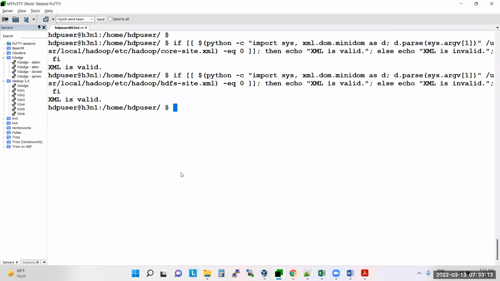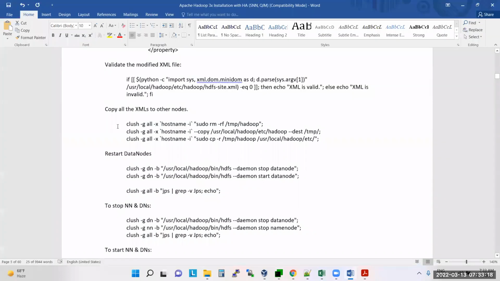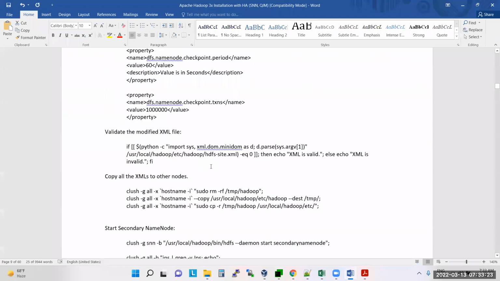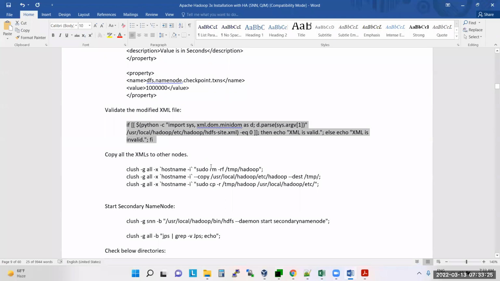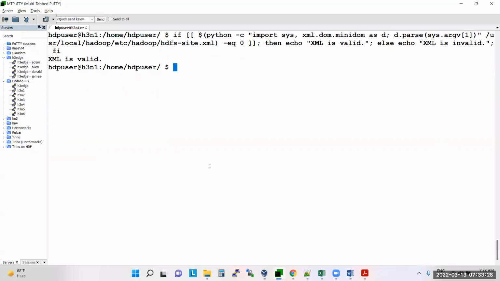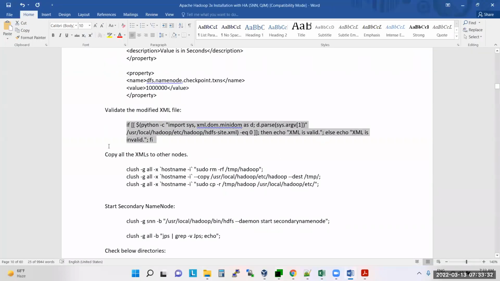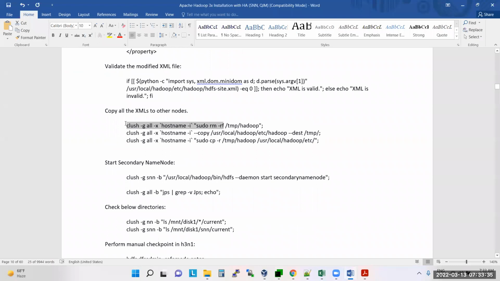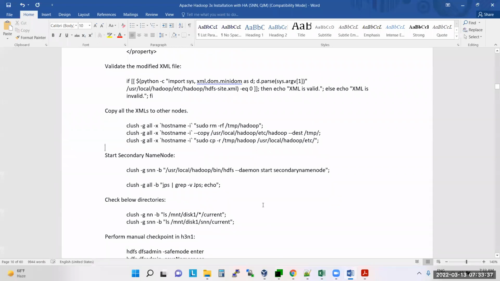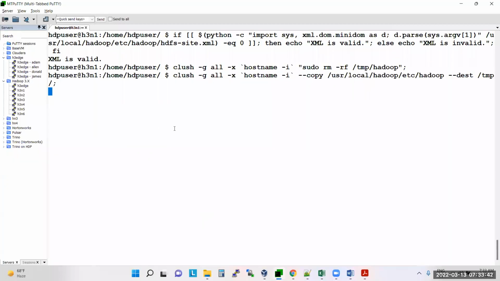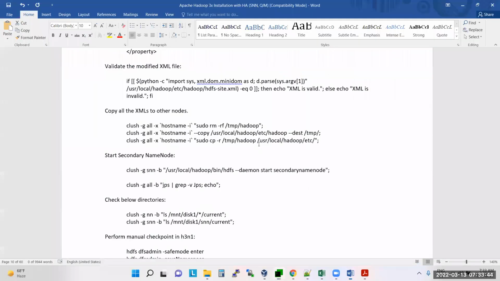Sorry guys, sorry to waste your time. After making changes, just validate the modified XML file. If it is showing valid, then you can proceed to the next step. Here, the modified XML is valid. Then push all the modified configuration files to all the nodes. Now I'm pushing this modified configuration file to all other nodes.